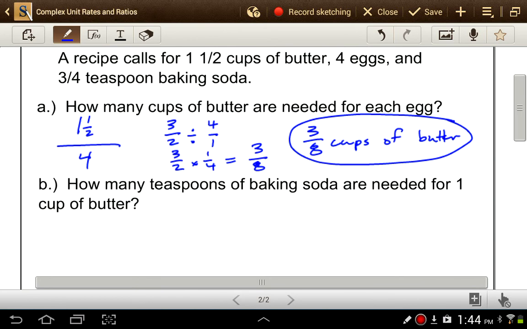How many teaspoons of baking soda are needed for 1 cup of butter? So we have baking soda is going to be on the top, so that's 3/4. It's going to go on the top of my ratio. The denominator of my ratio is going to be our cups of butter in the problem, 1.5. Okay? Now, some of you might see what that is, but we're going to go through our work just to find out what our answer is.